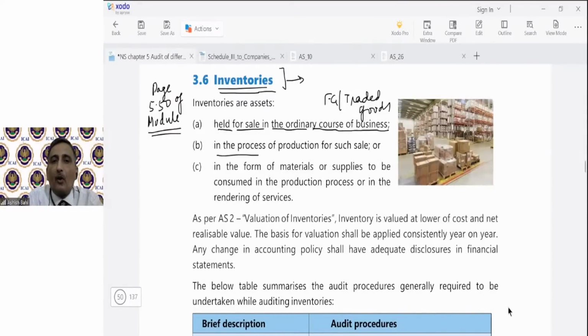Or these are in the process of production for such sale, like work in process, or in the form of materials to be consumed, that is raw materials or consumables which would be consumed to produce a final product, like in case of manufacturing entities.